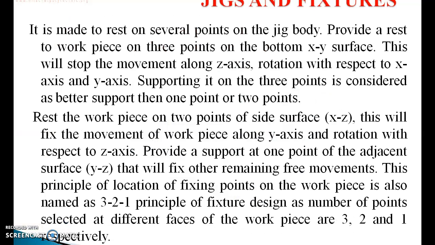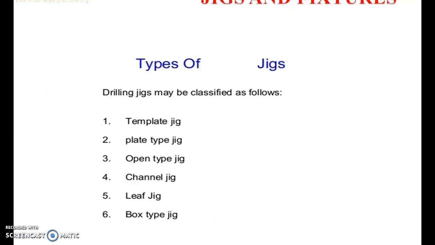Let us discuss the next article as per our syllabus, which is types of jigs. The quality, type and complexity of jigs depend upon the type of work to be machined and the scale of production required. The various types of jigs are discussed below. You can find them in the slide also. These are template jig, plate type jig, open type jig, channel jig, leaf jig and finally box jig.